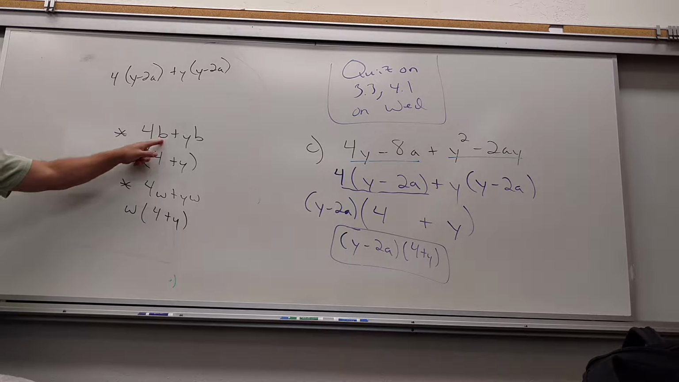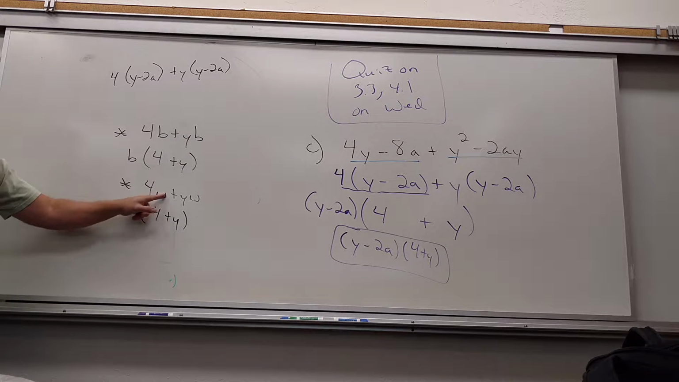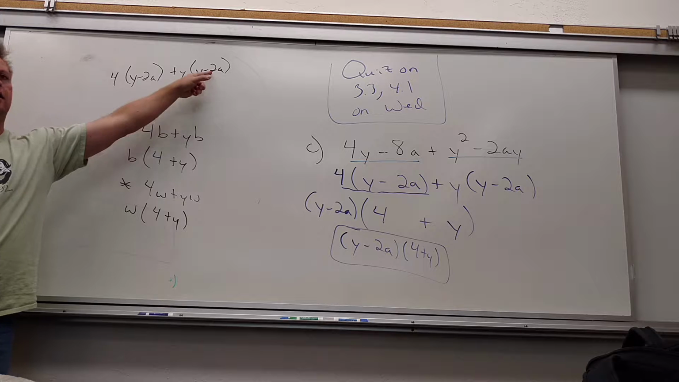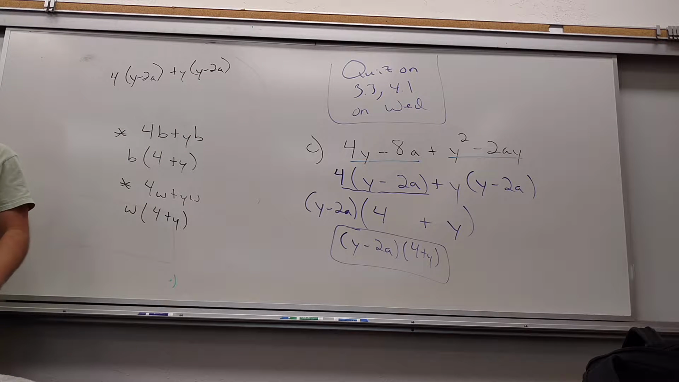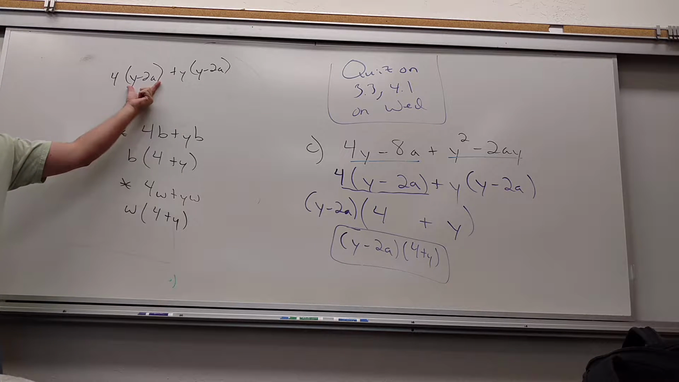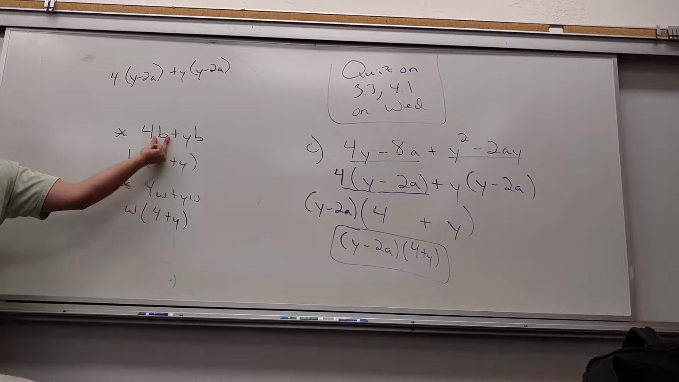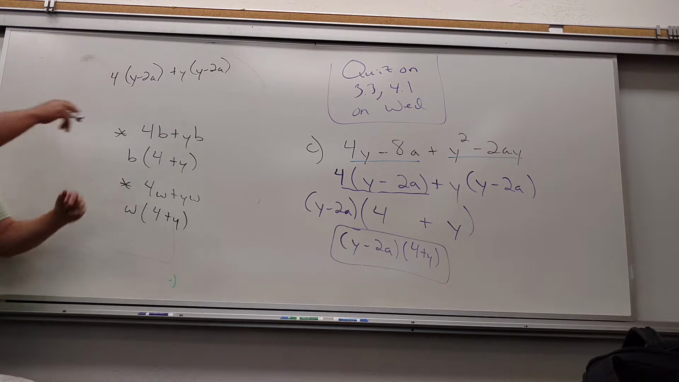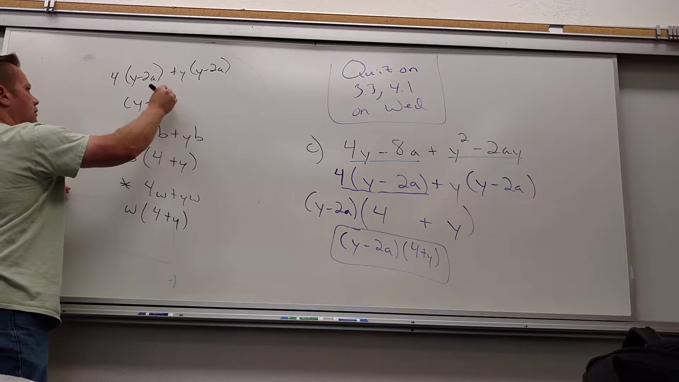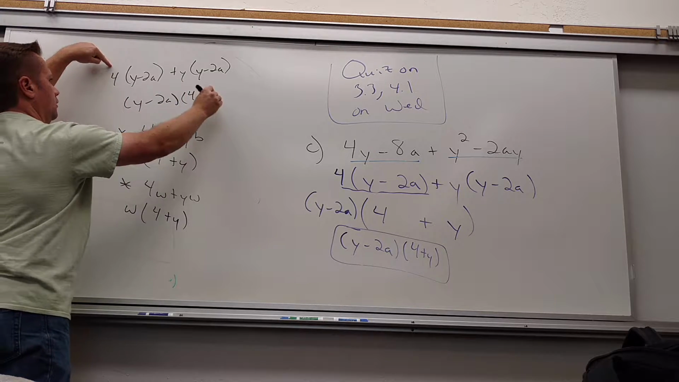Here, a B came out because they both have a B. A W came out because they both have a W. A Y minus 2A comes out because they both have a Y minus 2A. And that's a hard step to take as a student if you're not used to looking at it. But this is just one little number, so it's going to act the same as one little number would act. So take that out, and you're left with 4 plus Y.